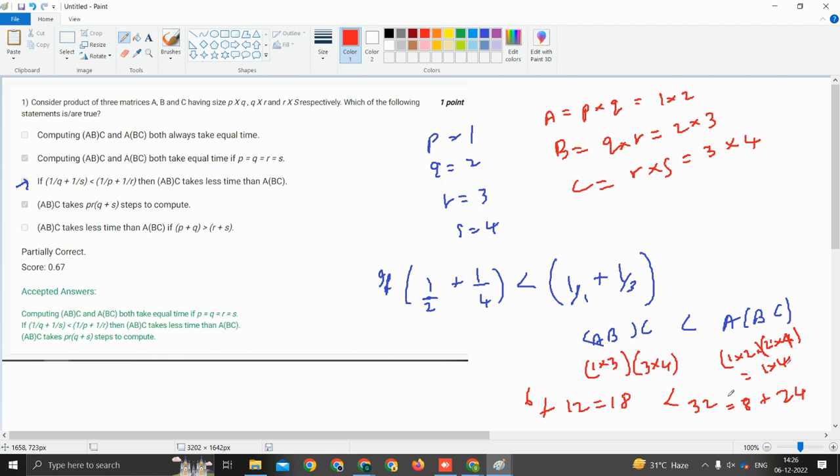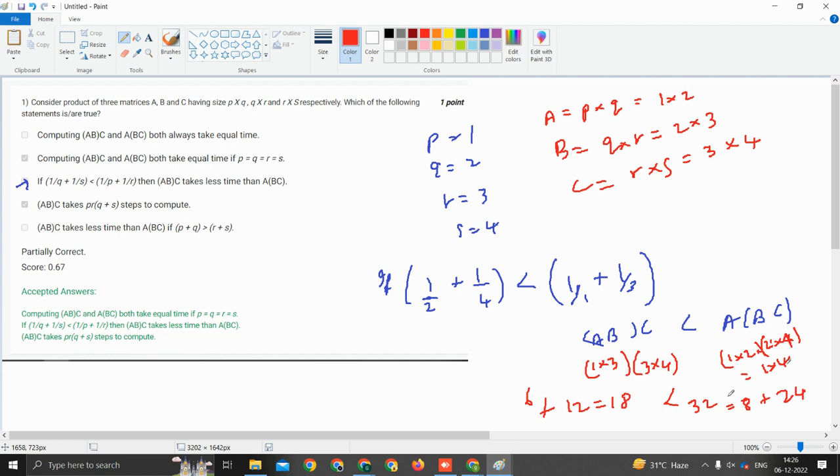1 second, B cross C is 2 cross 4. 8. Oh god, I'm going wrong somewhere. I don't know where. What are you trying to do? I don't know what I am trying to do. 1 second, 8 second, please.